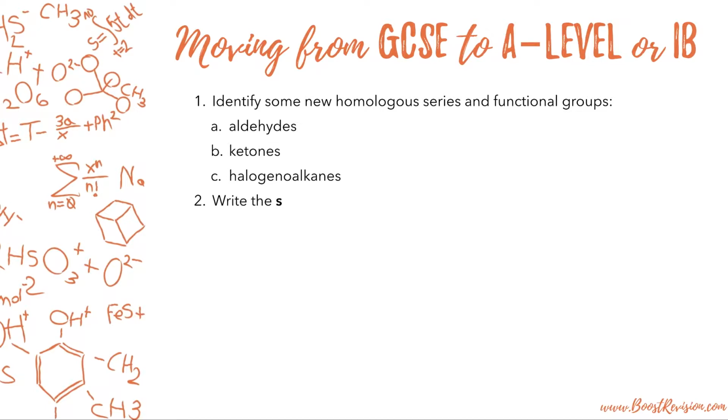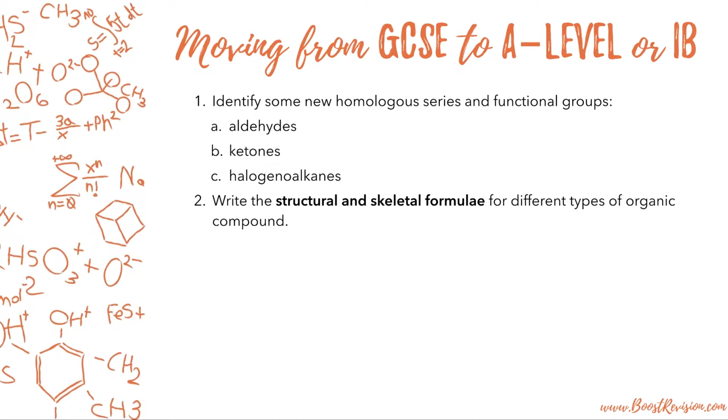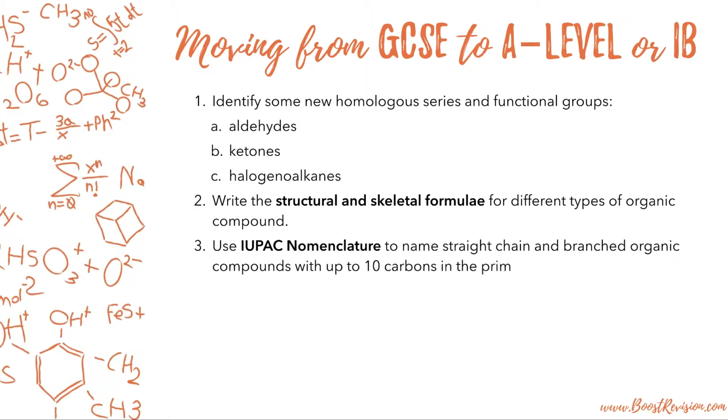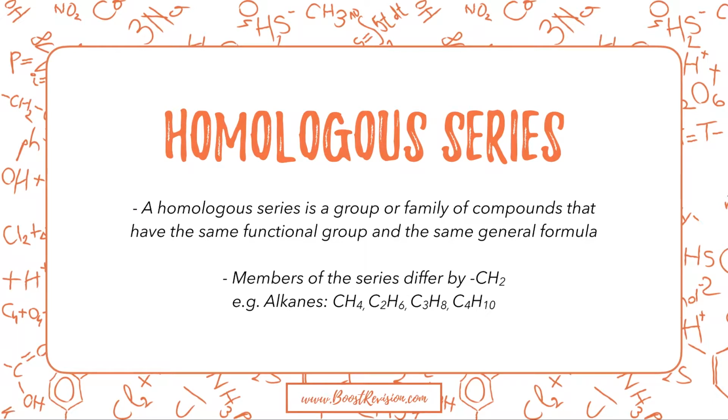You'll also learn how to write the structural and skeletal formula for different types of organic compounds, and use IUPAC nomenclature, which are the international naming rules, to name straight chain and branched organic compounds with up to 10 carbons in the primary chain.